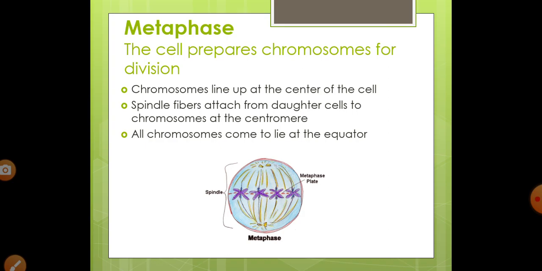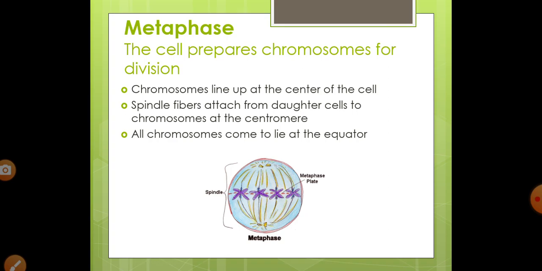Metaphase is characterized by all the chromosomes coming to lie at the equator, with one chromatid of each chromosome connected by its kinetochore to spindle fibers from one pole, and its sister chromatid connected by its kinetochore to spindle fibers from the opposite pole. The plane of alignment of the chromosomes at metaphase is referred to as the metaphase plate. We can see clearly that all the chromosomes are aligned at the equator of the cell.